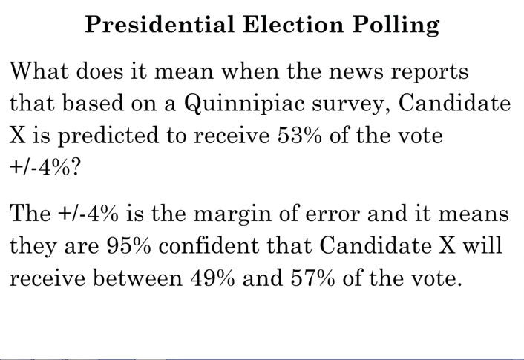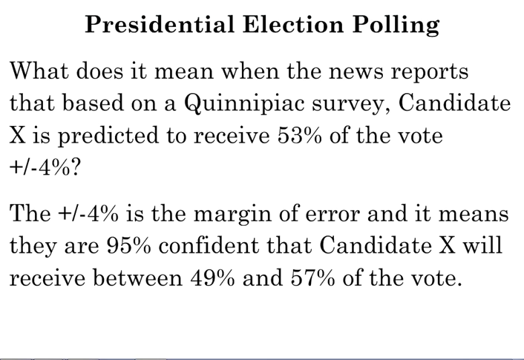They're just taking a small sample of people. They're not going out and interviewing the entire voting population. That's when the election takes place. So they're just surveying a small amount of people, and they're saying, okay, out of the small amount of people that we surveyed, this is how many percent said that they would vote for this candidate. So based on how many people they surveyed, there is kind of a window. There's some error in there. And so what the margin of error means is they are 95% confident that candidate X will receive between 49% and 57% of the vote.